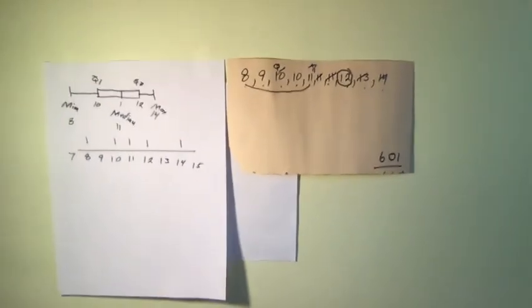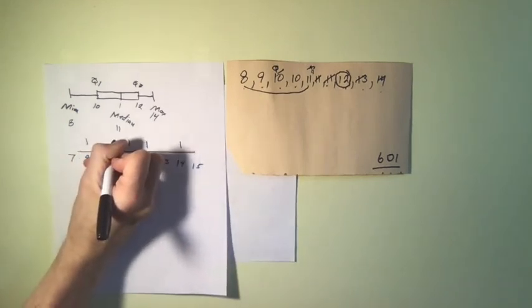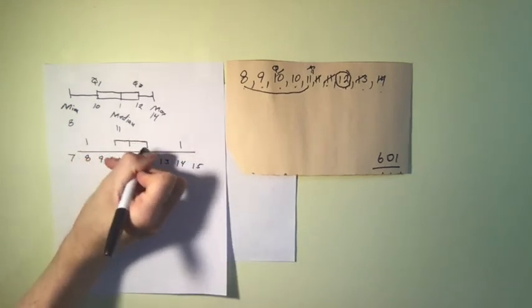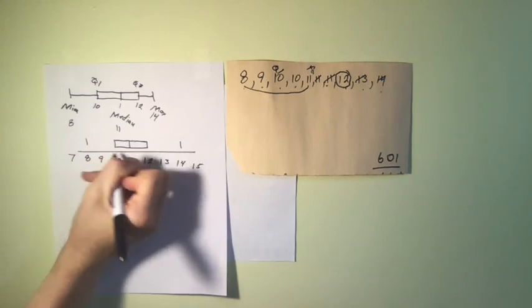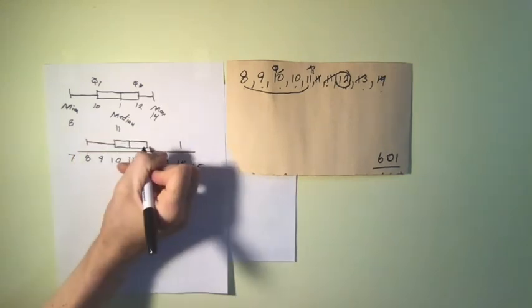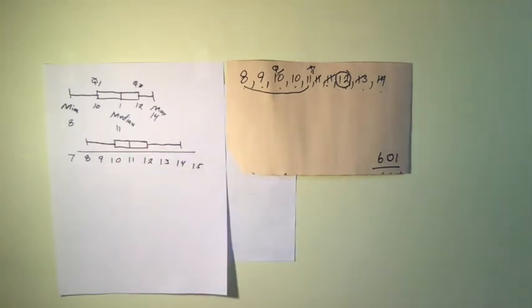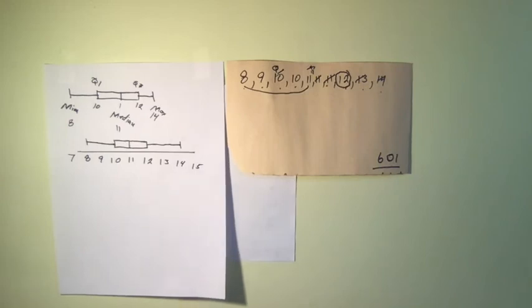Anyway, now that I have my vertical lines drawn, I can go ahead and connect the middle 3 into the box, and then my minimum is connected to Q1, and Q3 is connected to my maximum, and now I have a to-scale box and whisker plot.